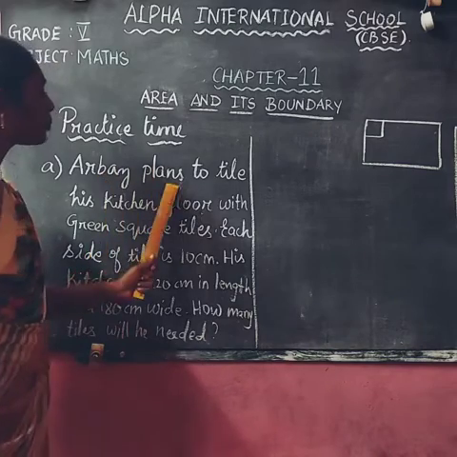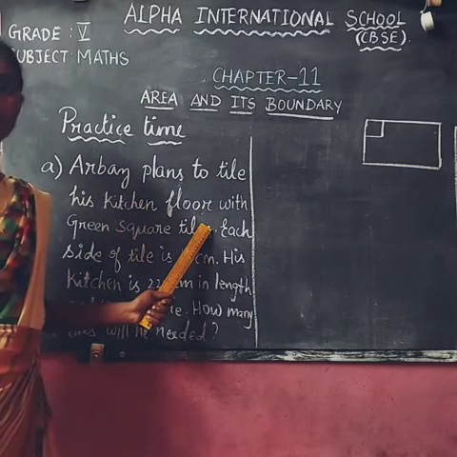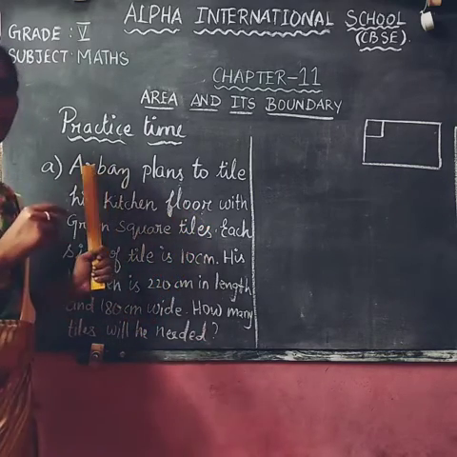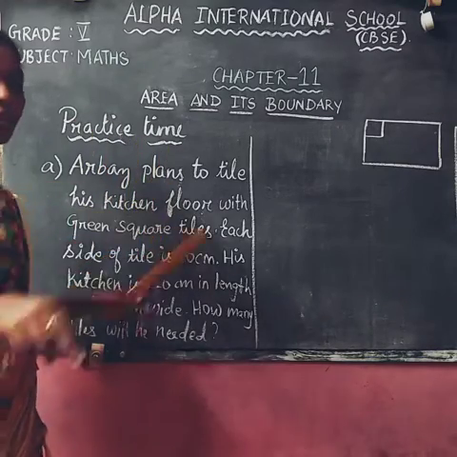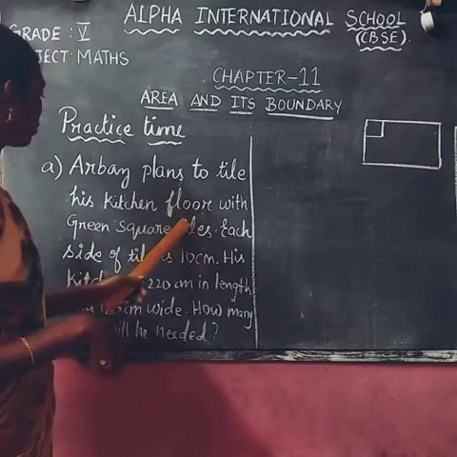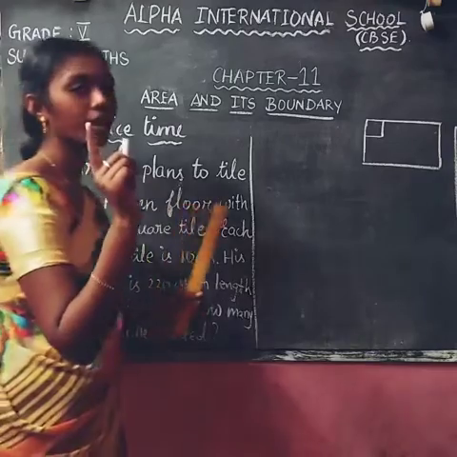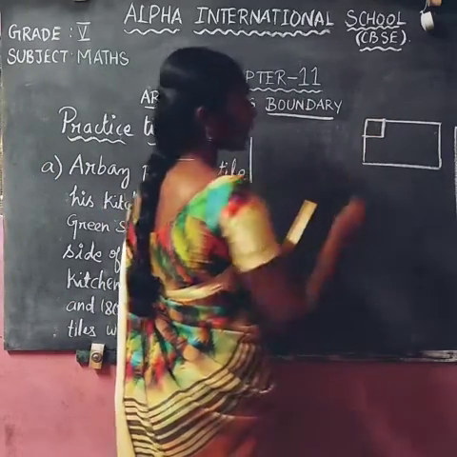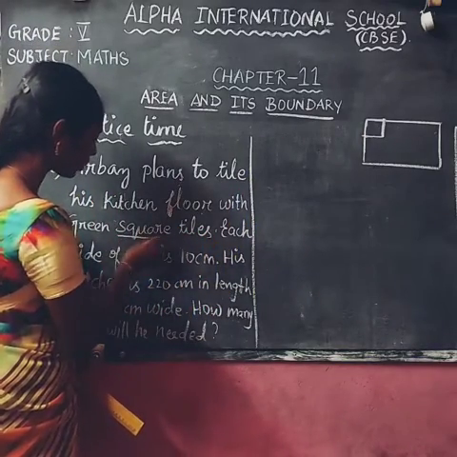See, Arab plans to tile his kitchen floor. In our houses, you have seen the kitchen, no? Imagine that kitchen floor. Okay, keep yourself in Arab's place. You are planning to tile your kitchen with green color square tiles. So the tile is in square shape. That is the one clue which we got. So each tile is in square shape, that too green color. This is one clue from this.